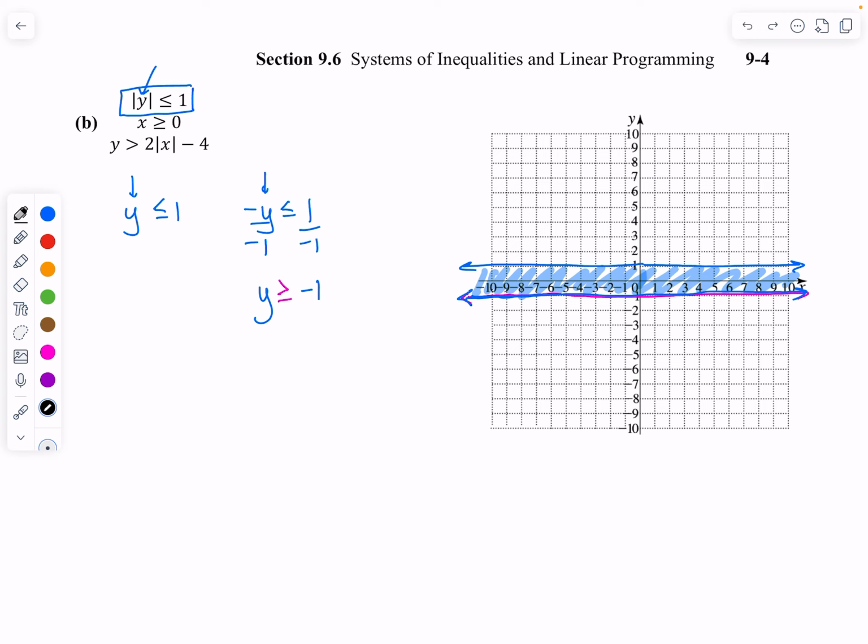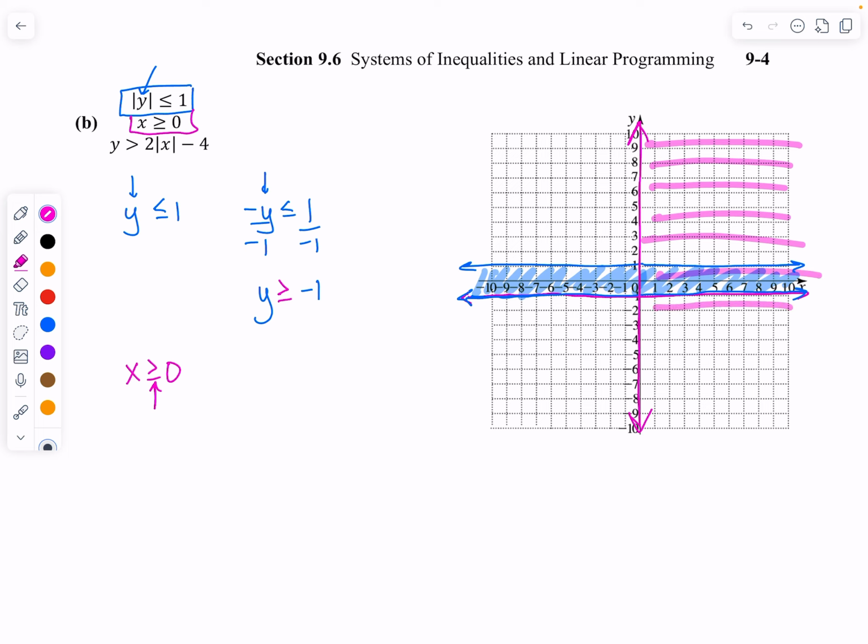All right, so we've done that one. Now let's go to the second one. x is greater than or equal to 0. Well, think of the line x equals 0. Line x equals 0 is right here. Okay, and I made it solid because it has an equal mark, right? Now, it's supposed to be greater than or equal to 0. So the ones that are greater than or equal to 0 would be on this side.